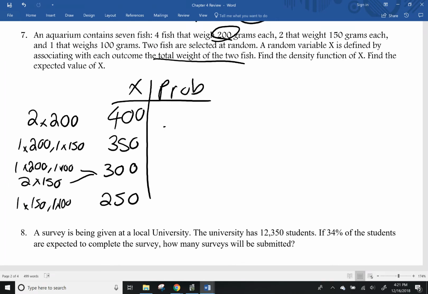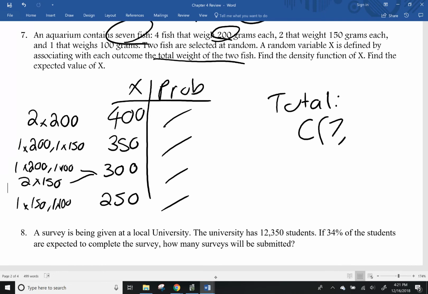Now I need my probabilities. The first thing I need for probability is my total. So remember, total should be top of your priority list. There are 7 fish in total to choose from, and I'll be selecting 2 fish. So the combination of 7 choosing 2 is my total, and that value will be the denominator on all of these. I'll let you do that math.